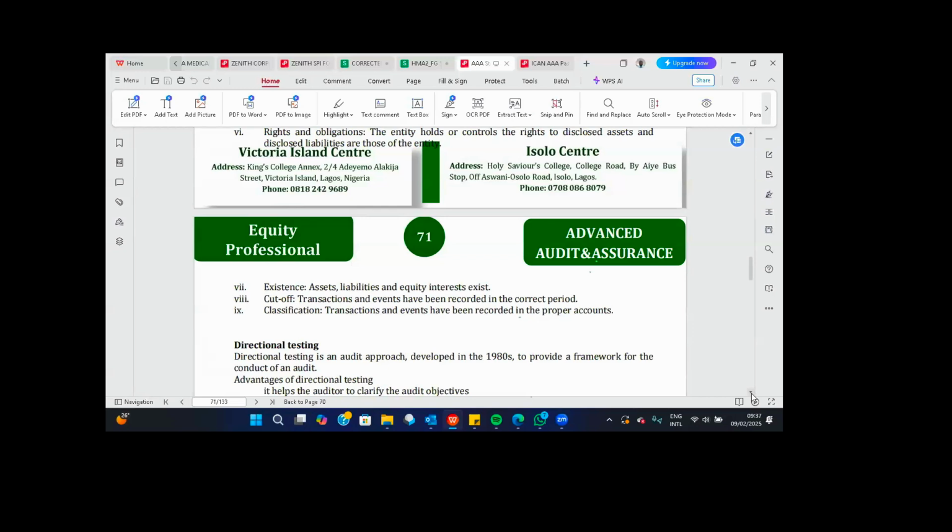Then you have what we call cutoff. Cutoff is talking about ensuring that transactions are posted into the right accounting period. Right? They are posted into the right accounting period. That is cutoff. You don't expect to have a posting of 2nd or 3rd January 2025 in 31st December 2024. It shouldn't be. You understand?